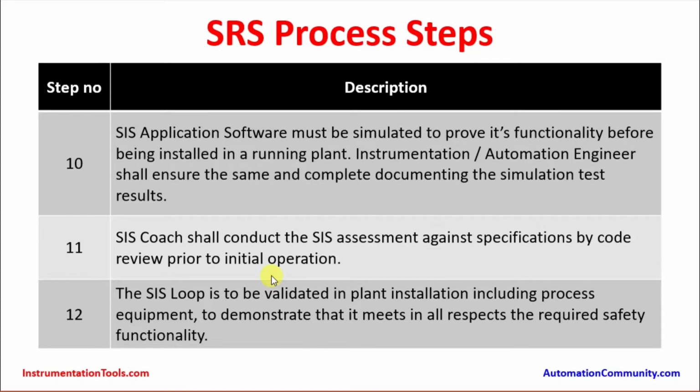In step number 10, the SIS application software must be simulated to prove its functionality before being installed in a running plant. The instrumentation automation engineer shall ensure the same and complete documenting the simulation test results. There is a tool in the application software program, or an identical tool, using which the real process condition can be simulated and tested. The logic can be tested to see whether it achieves the desired intent. This is done by the instrumentation and automation engineers responsible for the respective plant.